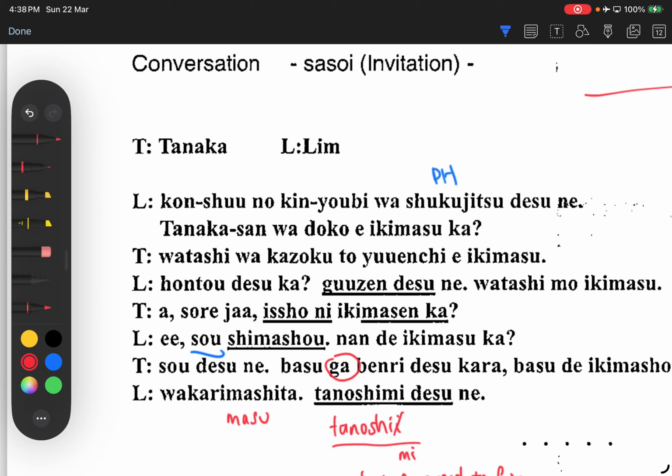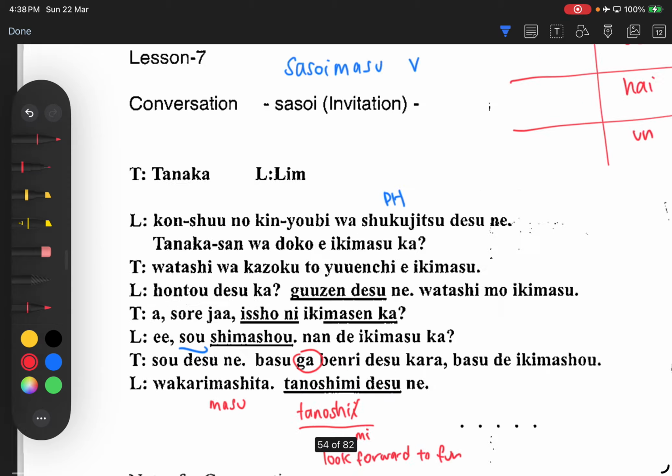So benri, with the L sound, not the R sound, not benry, right? Benri. And then I think the desu ne for Lisa sounds a bit off, right? Desu ne. The tone was a bit off. I think the rest is good. Yeah, the rest is not bad. I think the pronunciation is good. Okay, so this is the conversation.